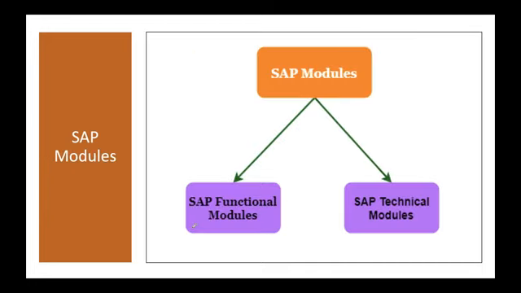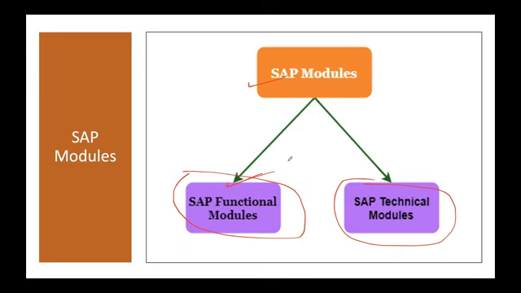Now we will talk about SAP modules. Basically in SAP you have two types of modules: functional modules and technical modules. Functional modules take care of the business processes, like purchasing, sales, manufacturing, planning, finance. Whereas technical modules take care of the back end programming. You might have heard of ABAP and Basis. Those come under technical modules. Technical modules take care of the back end programming, whereas functional modules take care of the respective business processes.